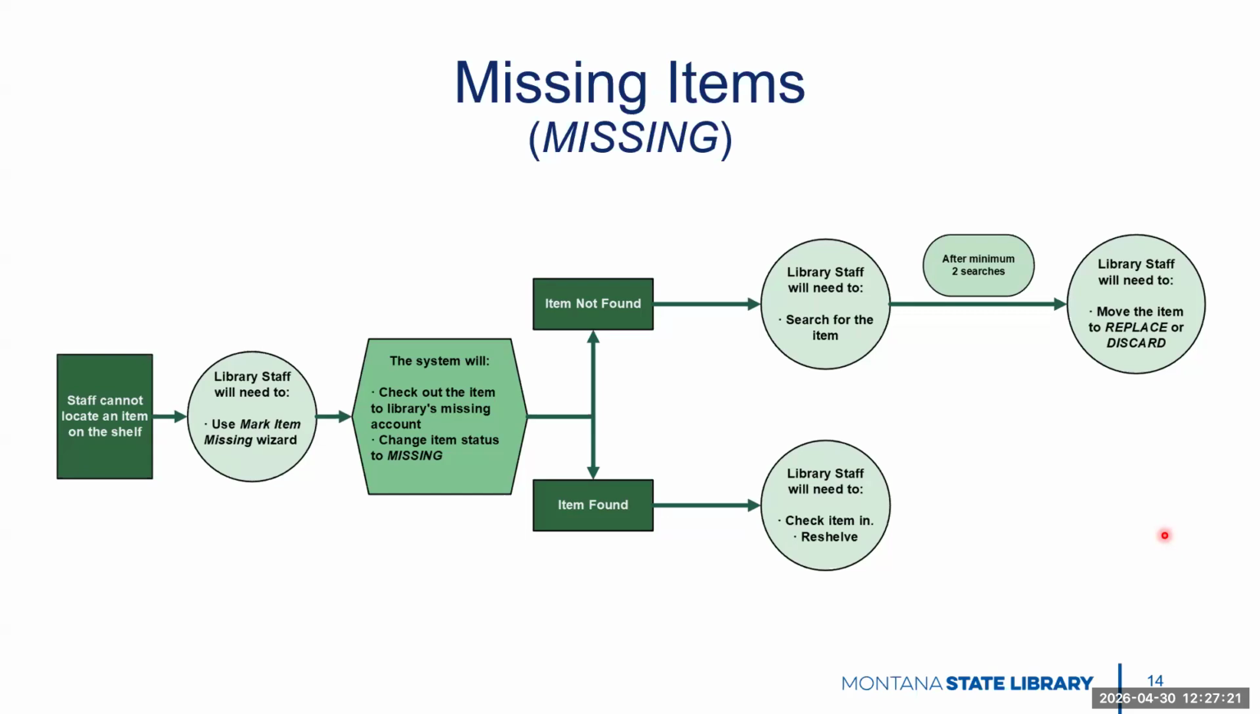What staff should do is use the Mark Item Missing wizard. And that wizard is going to check that item out to the library's missing account, and it's going to change the item status to missing. If the item's found after that, staff, all you need to do is check it in and reshelve the item. If the item's not found, we recommend looking for it at least 2 times. Staff will then need to move the item to replace or discard. Decide whether you want to reorder it or just get rid of it completely.